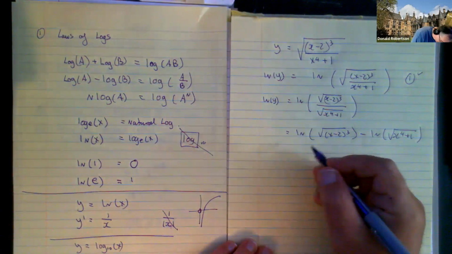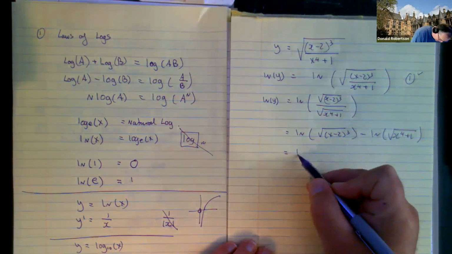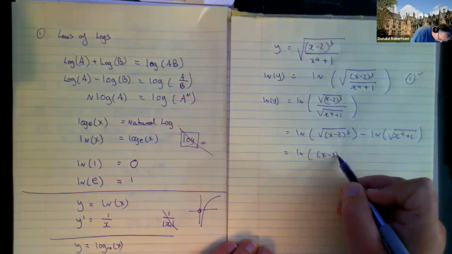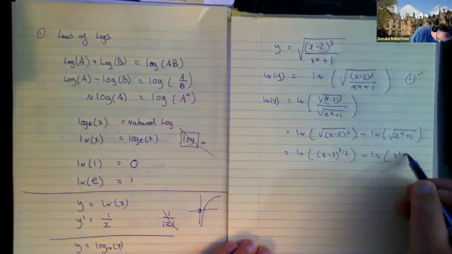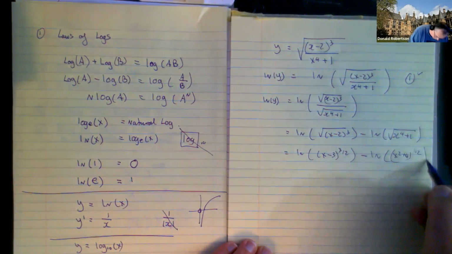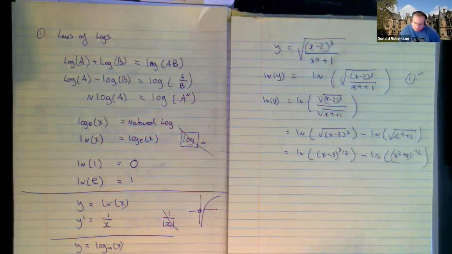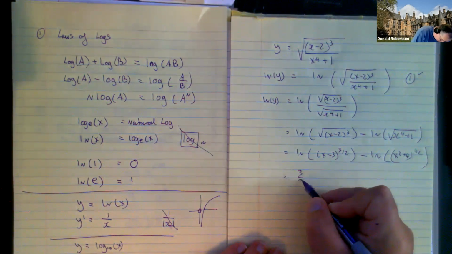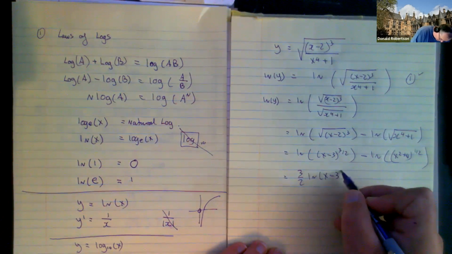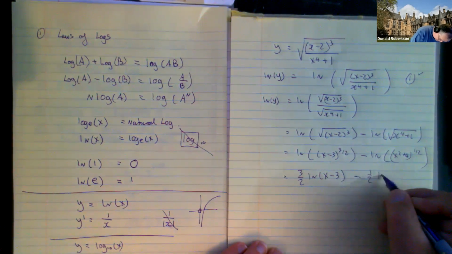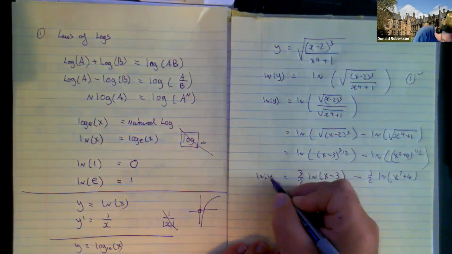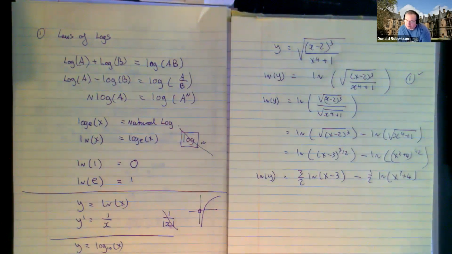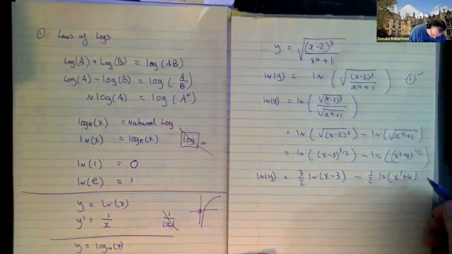And aren't square roots half powers? So won't this be the same thing as that guy, take away that guy? Are you comfortable? Half powers. And now we can use the third law of logs, which says it's that guy, take away that guy. I think that's as good as it's going to get. Agreed, I can't really simplify it anymore. So let's move on. That's step 2 done.